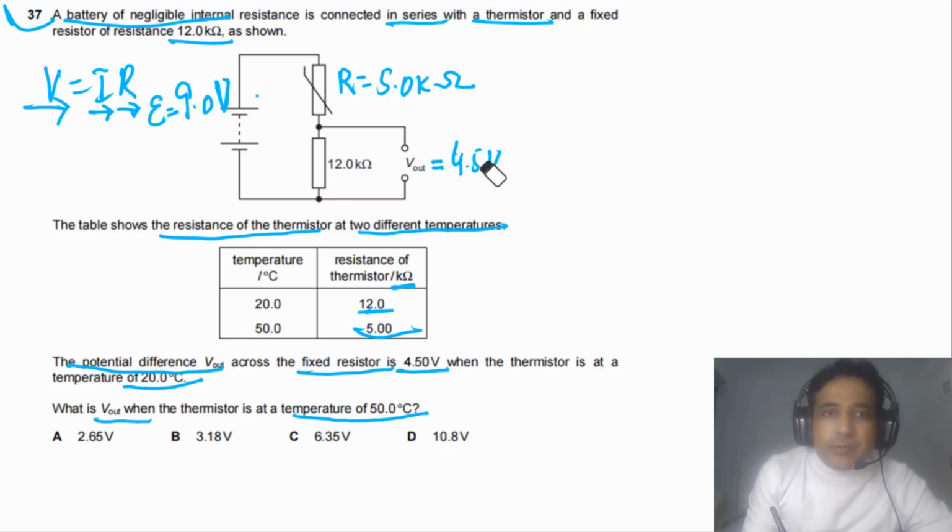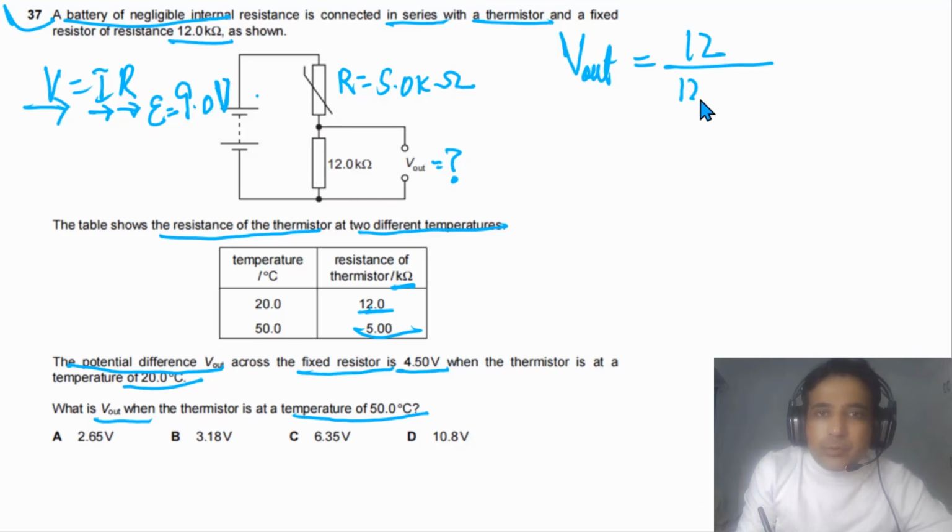And the resistance of this fixed resistor is constant, 12 kilo ohms. Now we need to find the value of this V out. This is a simple potential divider circuit, so we need to find V out. V out has to be equal to the resistance of this resistor, 12, divided by the total resistance of the circuit.